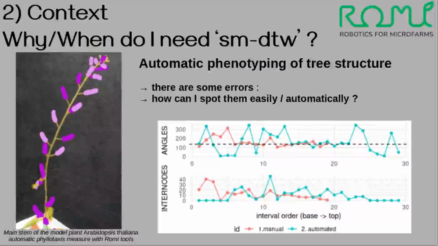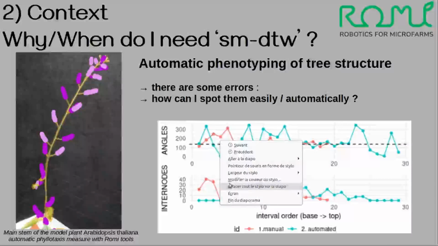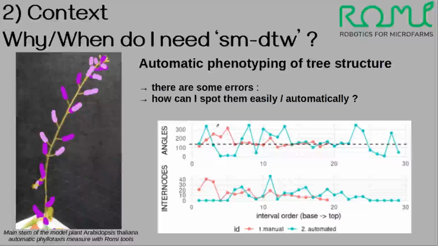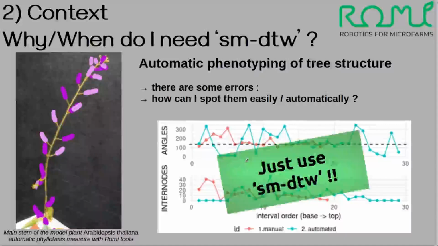But now when you look a bit closer, you can see that, for example, when you see this pattern, you find it here again. Or when you see this pattern here, you can see it here. So it seems that some sequences have been just shifted and some have been added. So analyzing these two sequences and trying to match, to warp the automated sequence onto the manual one can be quite complicated, tedious, and time consuming. So that's why, instead of doing it by hand, the idea is just to use sm-dtw.